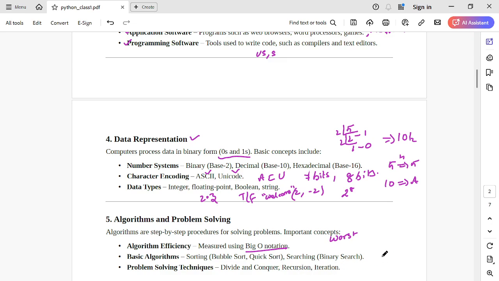So divide and conquer. First, the given problem is divided into many sub problems, and after finding the solution for the sub problems, it is merged, that is, conquered, to get the final solution, right? So this is known as divide and conquer. Recursion: a set of instructions will keep on executing with the values we are passing as arguments, and then you will get the final output, right? So that is known as recursion.